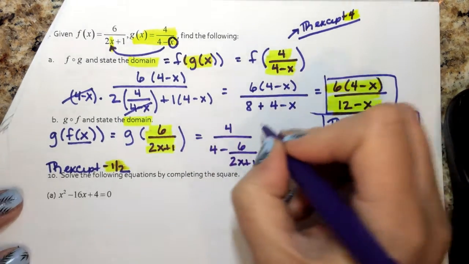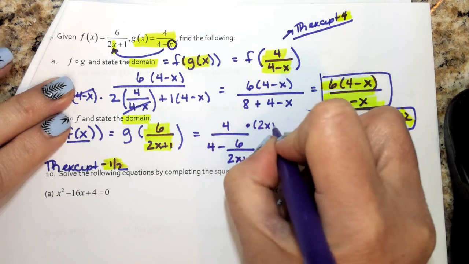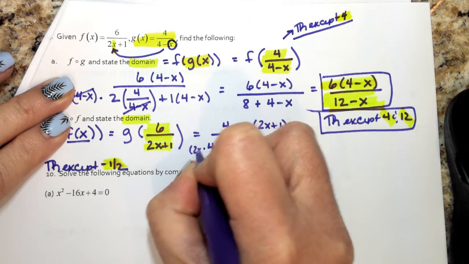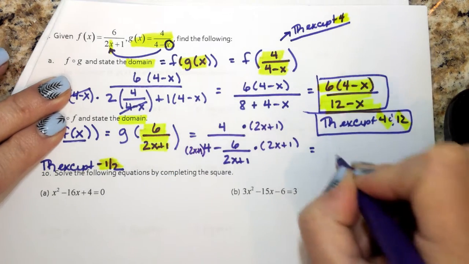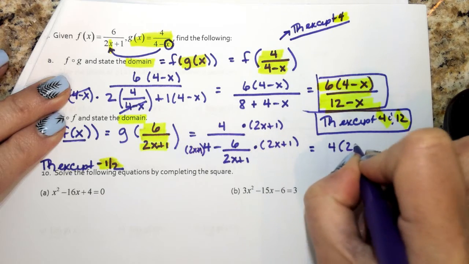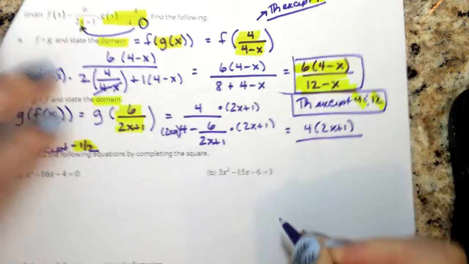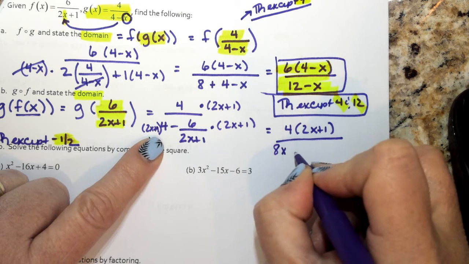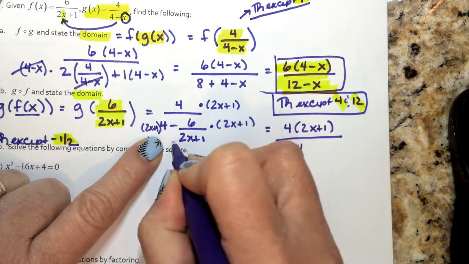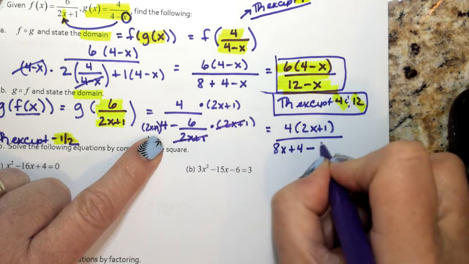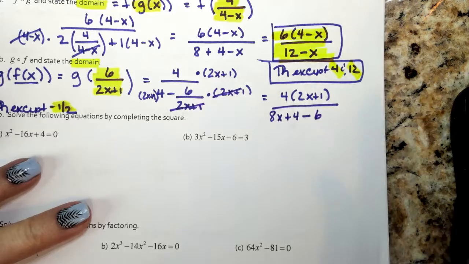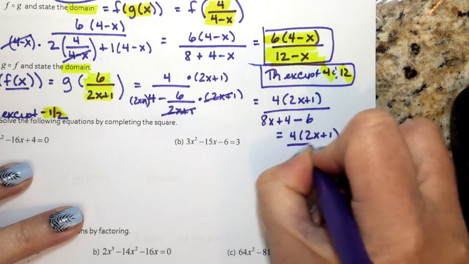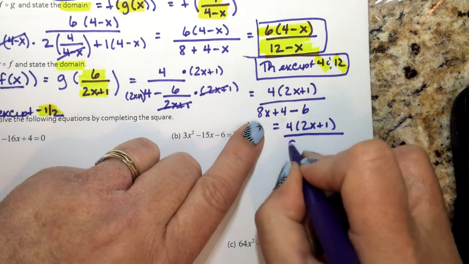So you have a complex fraction, so you have to multiply everything by 2x plus 1. The numerator is now going to be 4 times 2x plus 1, over, I have the 4 times 2x plus 1, so I'm going to distribute to that. That's going to give me 8x plus 4. Again, this 2x plus 1 is going to cancel. It's going to give me a minus 6. So when I simplify the denominator, that's going to give me 8x minus 2.